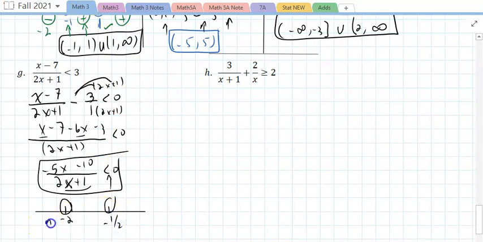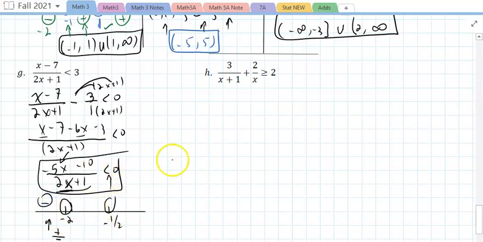I pick a point to the left of negative 2, say negative 3. Negative 3 times negative 5 is positive 15, minus 10 is positive. And negative 6 plus 1 is negative. Positive over a negative is a negative.